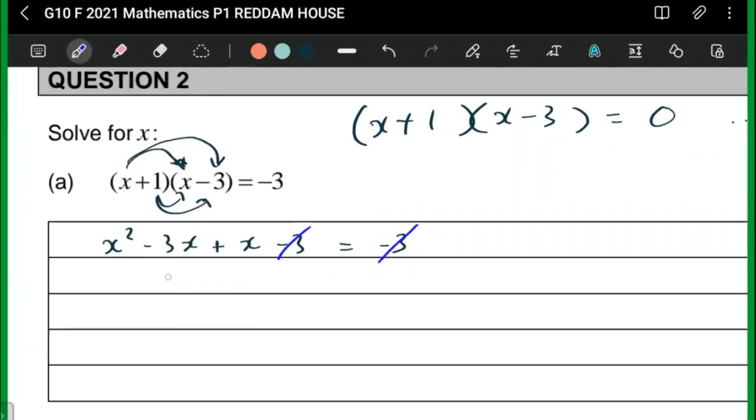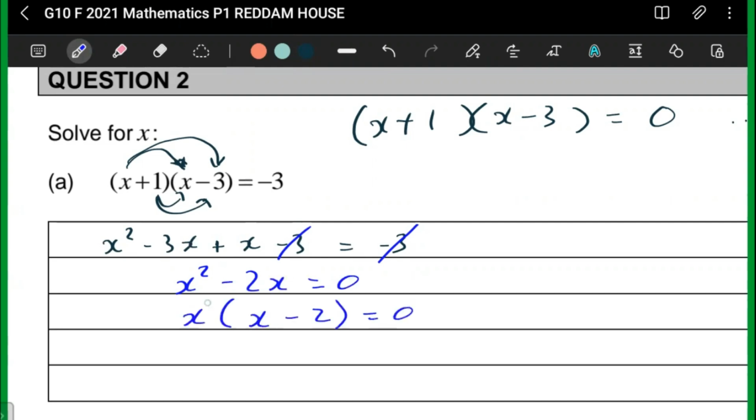So you now have here, whoa, error. No, looks fine, x squared here, -3 plus 1, give you -2. And then now you can take out x as a common factor, x minus 2 equal to 0.